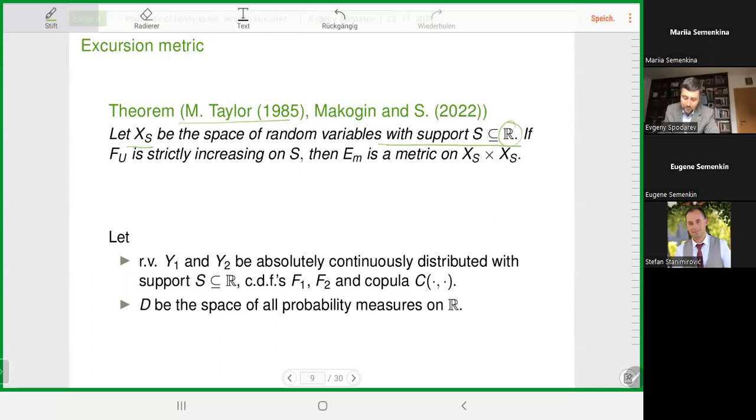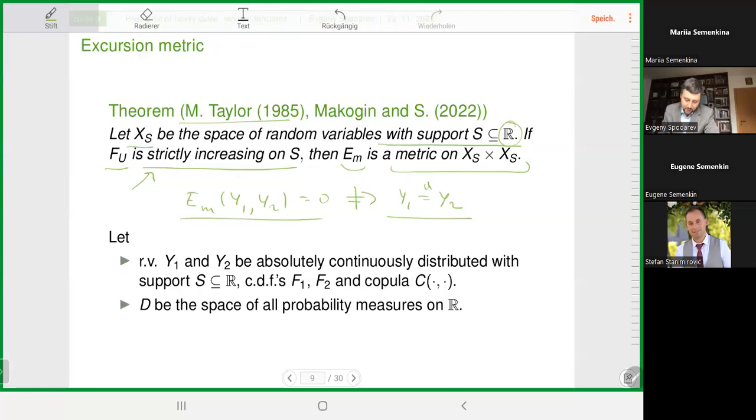And if we assume that the distribution function F_U is strictly increasing on this support, then our excursion submetric becomes a real metric. The main difficulty was, of course, that if two random variables have the submetric equal to zero, it would not follow that they are different. Under this specific assumption, it is the case, and so we have a metric. For the remaining part of our talk, we'll assume that we have this situation, so all random variables have the same support.